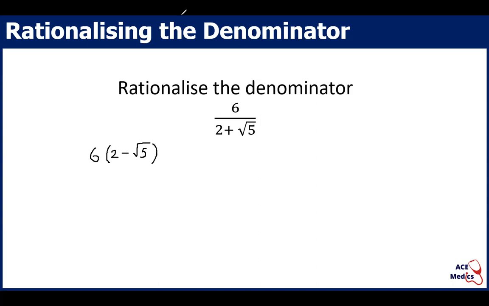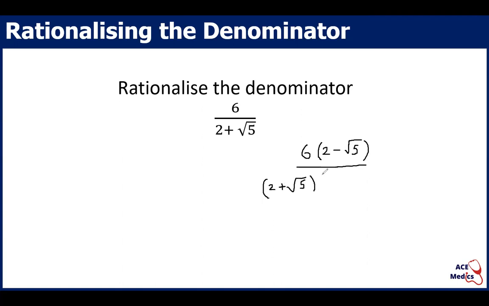2 minus root 5. I'm actually going to move that over here. And that is going to be over 2 plus root 5 times 2 minus root 5. Okay, because when we work it out on the top, that's the easiest bit. 6 times 2 is 12 minus 6 root 5.